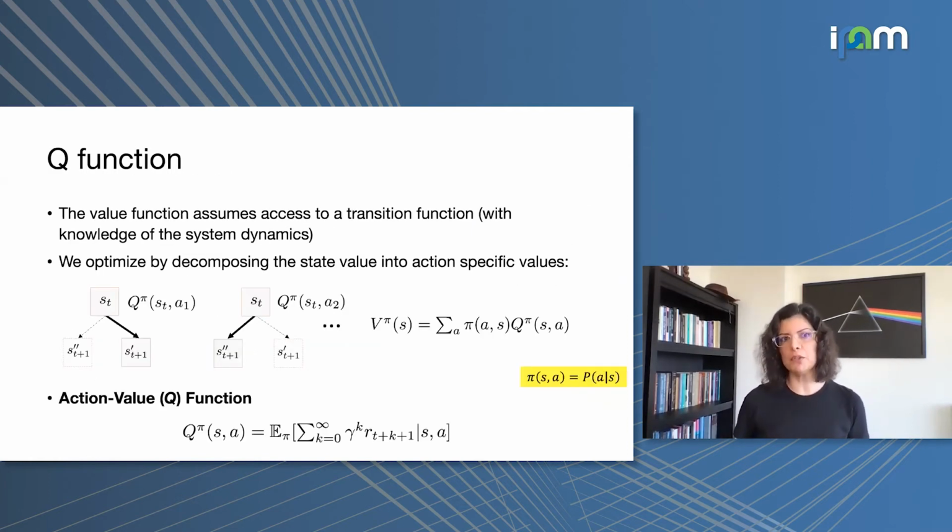And of course, we have a Q function. So what we do is we decompose the state value into action-specific values. And so in terms of the value function, what you're doing is you're summing over all of the actions. You're saying what's the probability of an action given a state, and then what is this action value function, which again is the expectation over the policy of the cumulative discounted reward that you're going to get given the state and the action.